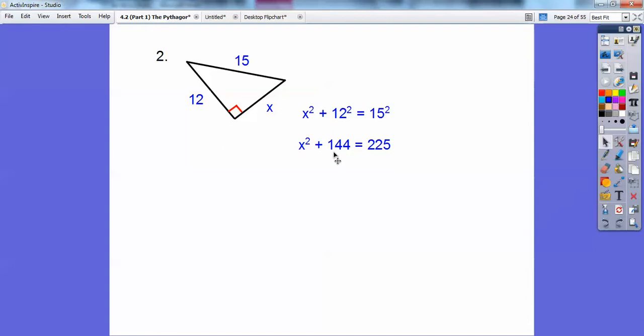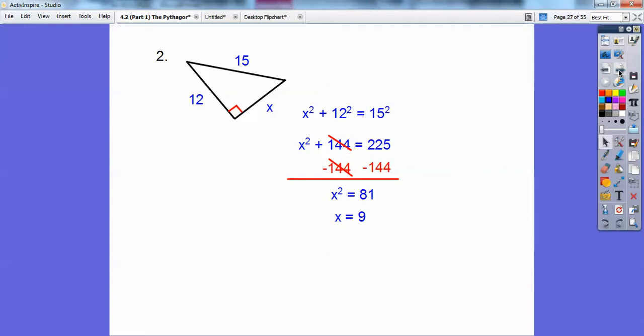Well, it has a plus 144, so we're going to subtract 144 from both sides. Okay, and then 225 minus 144 is 81, okay? So when we subtract that, we get 81. And what number times itself, what number squared equals 81? Hopefully you guys can recognize that that's going to be 9 right there.